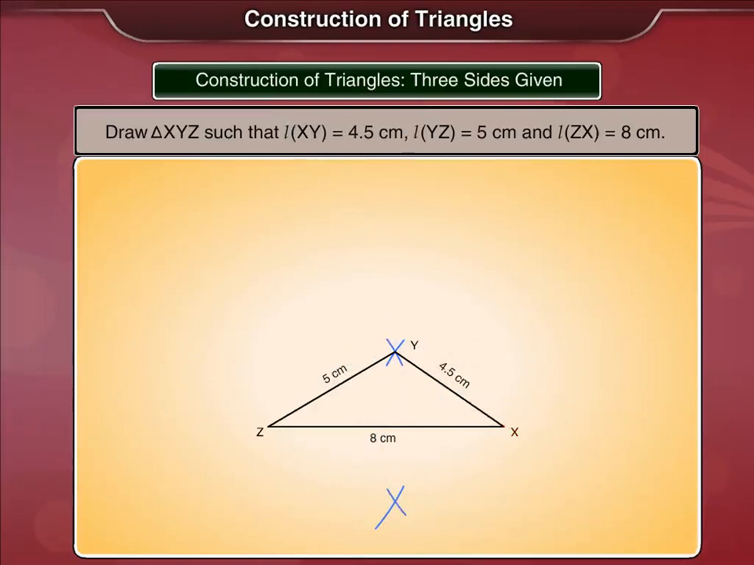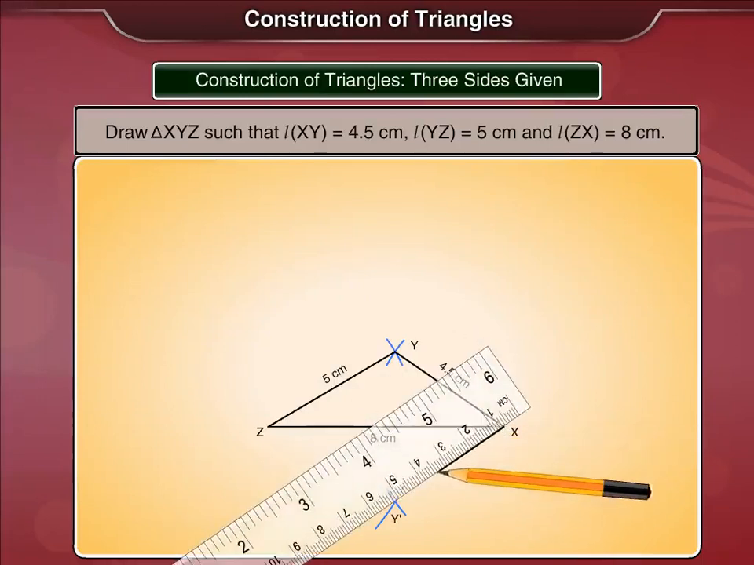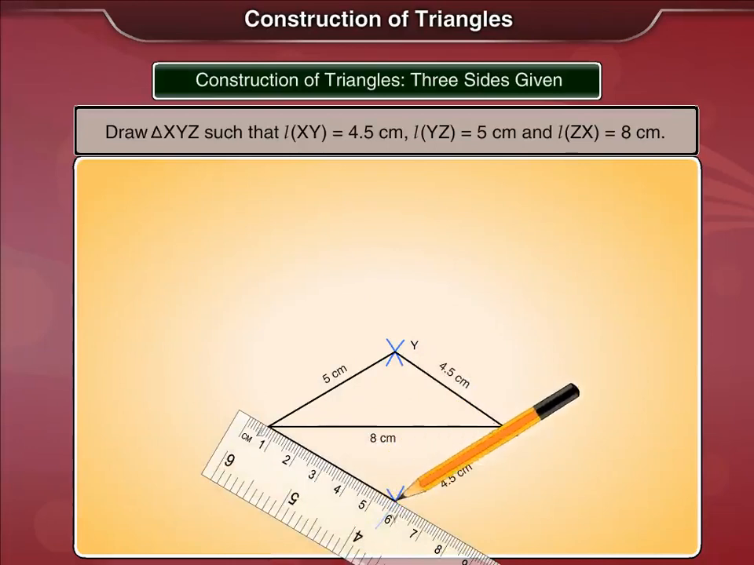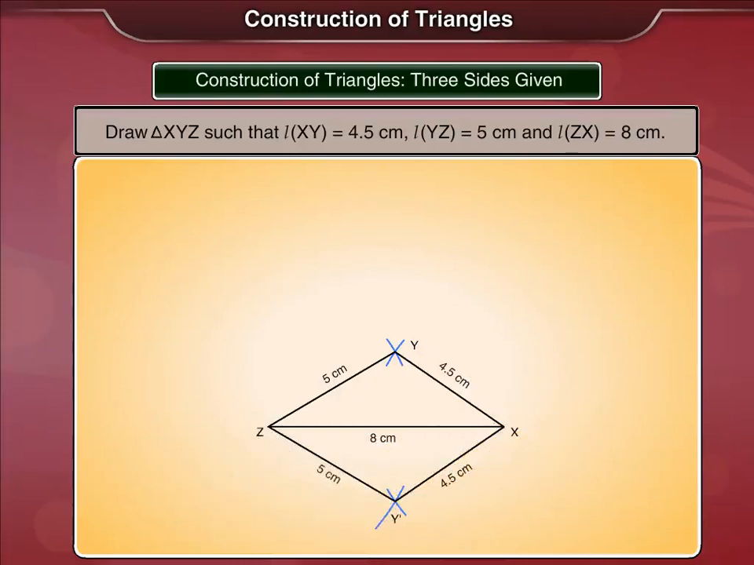Now observe both these triangles. Do you remember something? Correct. Point Y dash is an image of point Y with respect to side ZX. Hence, triangle XY'Z is also an image of triangle XYZ with respect to side ZX. Can we draw similar triangles with respect to side YZ and XY?